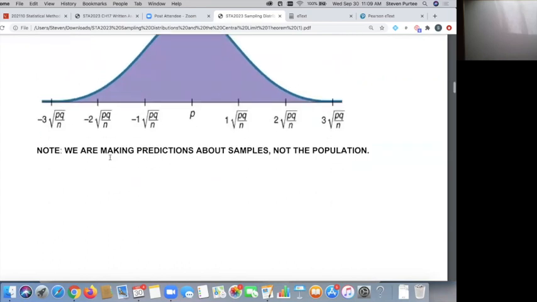And again, I can't emphasize this enough. We're making predictions about samples, not the population. So any sentence we write here is not going to say something like 20% of M&Ms. We're done there. That's completely wrong. It's 20% of bags of M&Ms.